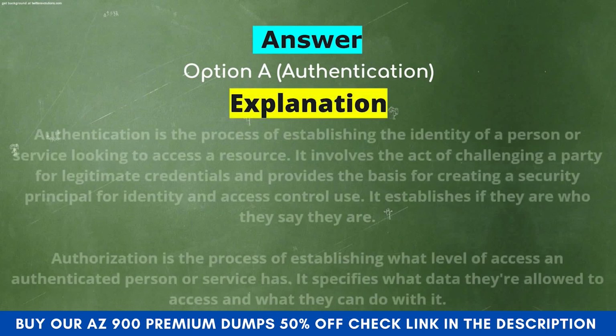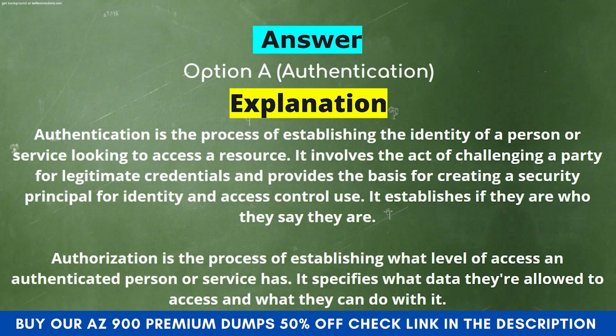Explanation. Authentication is the process of establishing the identity of a person or service looking to access a resource. It involves the act of challenging a party for legitimate credentials and provides the basis for creating a security principal for identity and access control use. It establishes if they are who they say they are. Authorization is the process of establishing what level of access an authenticated person or service has. It specifies what data they are allowed to access and what they can't do.